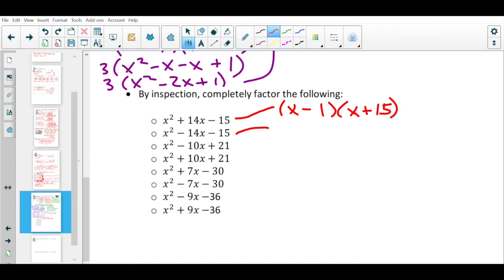Next one, let's set it up like this. 1 multiplies to negative 15 and adds to negative 14, so this time it's going to be the other way around, and there you go.